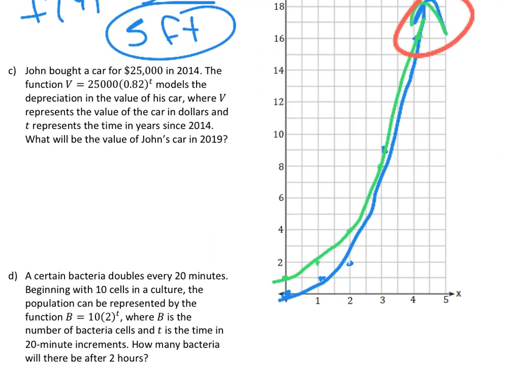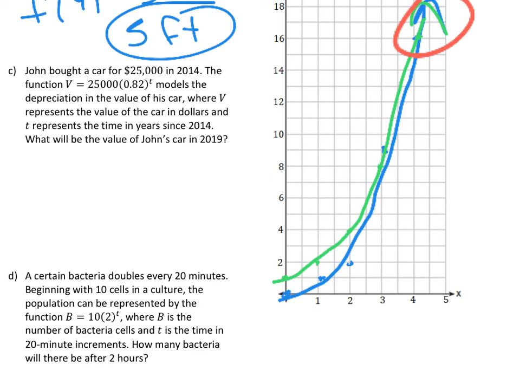Alright, let's see. Letter C and D. We'll do C together and then you can do D on your own. Letter C. John bought a car for $25,000 in 2014. The function V equals $25,000, so that's our A, that's our initial value, times 0.82, so that's our rate of change, raised to the t power, minus the depreciation. So depreciation means when a price gets lower or something loses value.